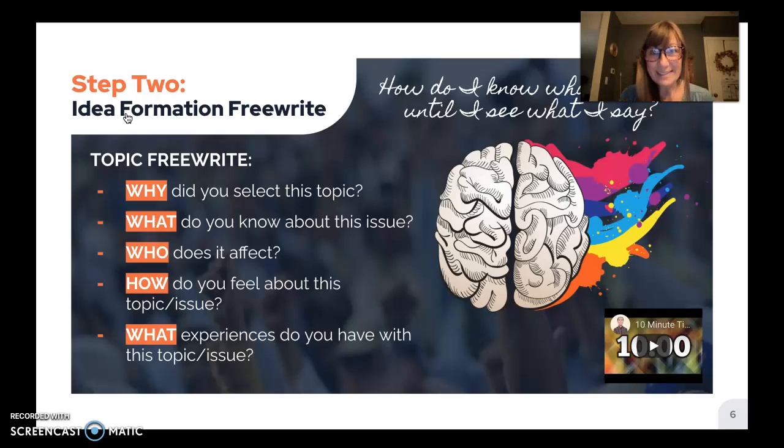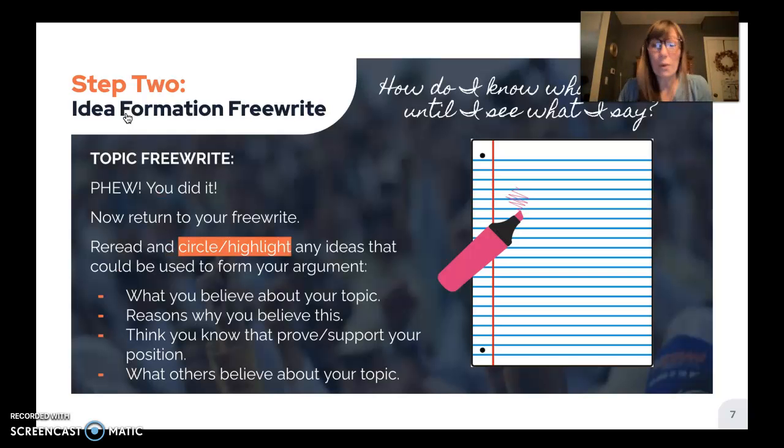All right, so ideally you have just completed your free write. Now what we need to do is make sense of all of this jumbled mess on the page. Again, it's not all going to be perfect and completely coherent, but likely there's some valuable information here on the page. So what you're going to do is grab a highlighter or a colored pen, something with a little flash of color to it, and reread your free write to yourself, and circle or highlight any ideas that could be used to form your argument.